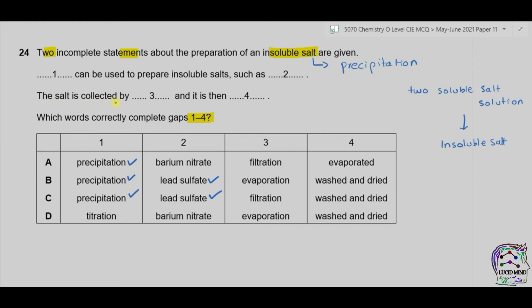The salt is collected by, we have evaporation or filtration. As this is insoluble salt, we can use filtration so that it can be filtered out from the solution. And then it is washed and dried. Correct answer is part C.